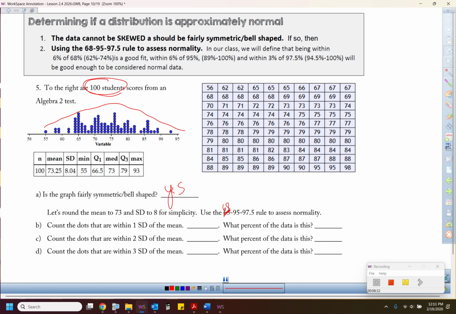But then what we'll do is you'll get these summary statistics, and holy cow, are they weird decimal numbers. Do you see the average, 73.5, and the deviation, 8.04? We're going to make it easy on our brains, and we're going to round these to 73 and 8. So it says we're going to use 73 and 8. 73 is the mean.